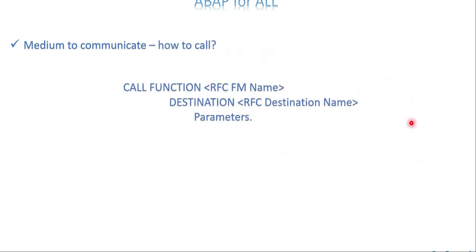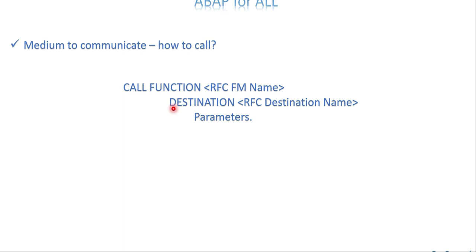So the next is the syntax: how to call a remote enabled function module. It is the same syntax, only one keyword is an addition, and that is DESTINATION, because this function module is not available in your system. The clear example is system A and system B. In system B, I have my remote enabled function module, and I need to call it from system A. If you open a pattern in system A, give the function module name and press continue, it shows this function module doesn't exist in system A, obviously, because it's created in system B. So how to call that one?